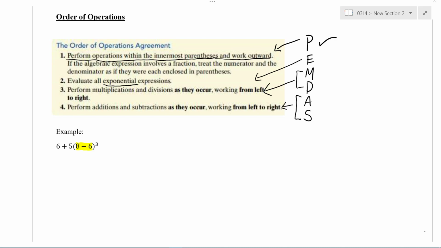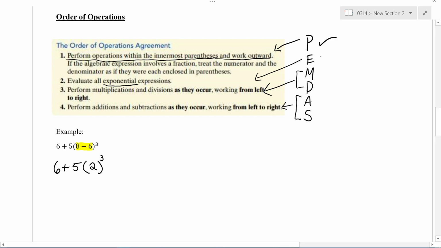So I have to do that first before I do anything else. So I'm going to copy down everything else. So I have 6 plus 5, parentheses. 8 minus 6 is a positive 2. So I'm going to leave that right inside of the parentheses. Okay, now what's the next thing that I have to do?